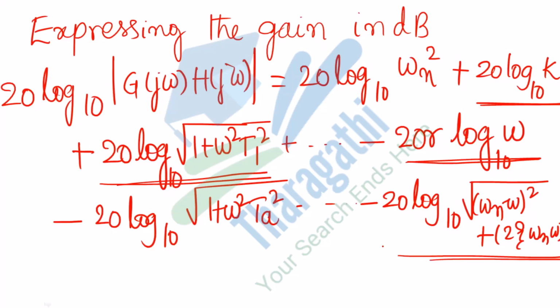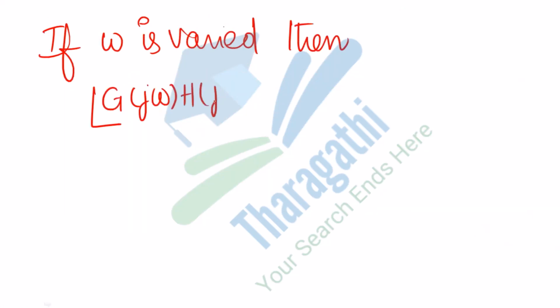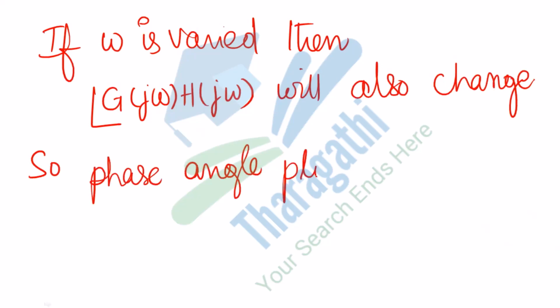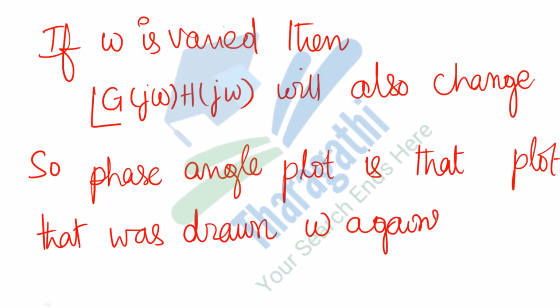What you need to do is just add all the gains of the different factors in logarithmic scale. Okay. Now coming to the phase angle plot. If omega is varied, then the phase angle of G(jω)H(jω) also changes. So the plot drawn of omega against the angle of G(jω)H(jω) is known as the phase angle plot.